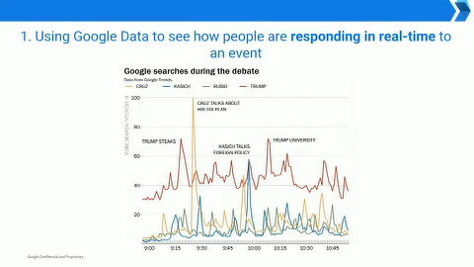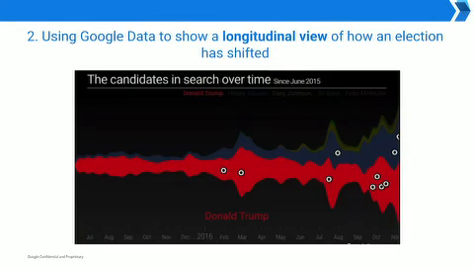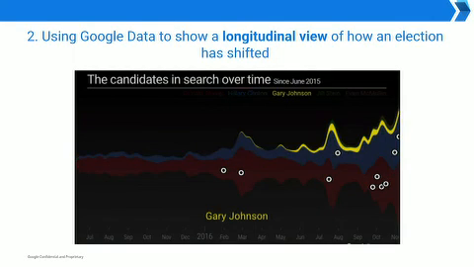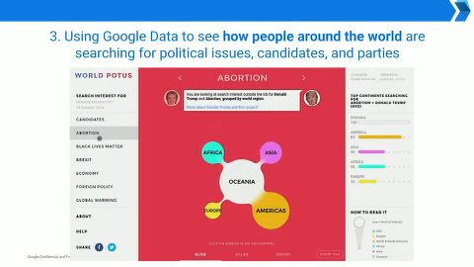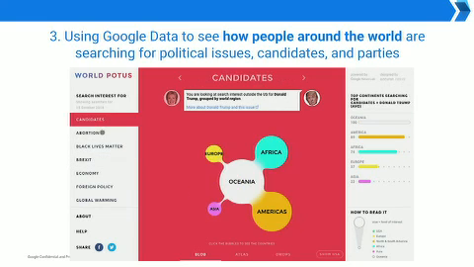Okay, same thing here, how people are responding in real time to an event. You might have, for example, even just a TV debate, and then you go and check how people are reacting online to that debate, asking questions and trying to find information on the people who are there, on the topics that are being discussed. And again, you can see how an election has shifted in time, so in a longitudinal way. And you can compare how people around the world search for different issues.